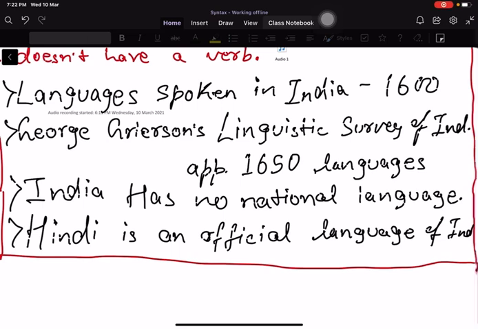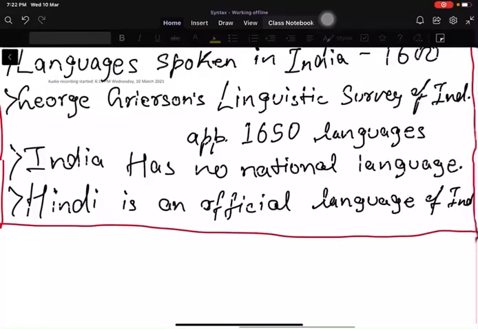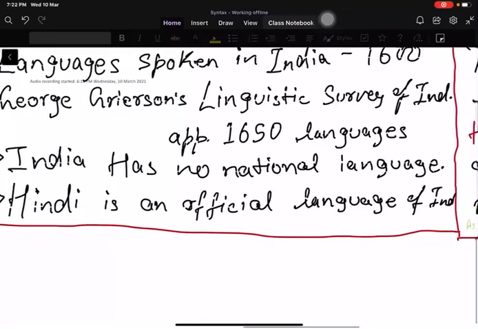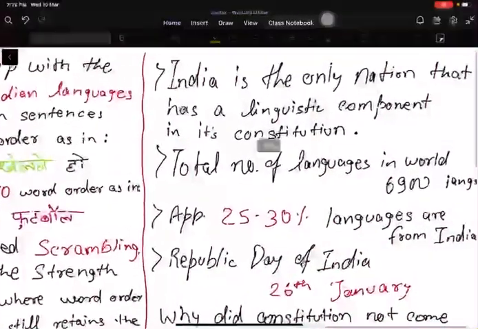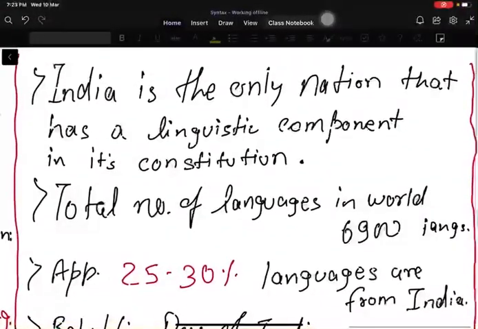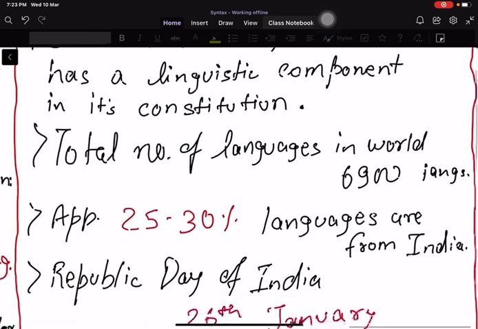India has no national language. Hindi is an official language of India, not the official language of India. India is the only nation that has a linguistic component in its constitution. The total number of languages in the world is approximately 6,900, and approximately 25 to 30% of these languages are from India.